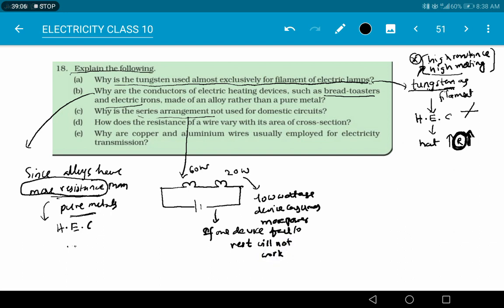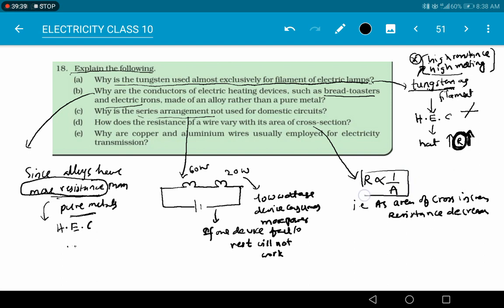Next one. How does the resistance of a wire vary with its area of cross section? We already know the dependence of resistance on area of cross section. So resistance is inversely proportional to area of cross section. That is, as area of cross section increases, resistance decreases. This is the dependence of resistance on area of cross section.